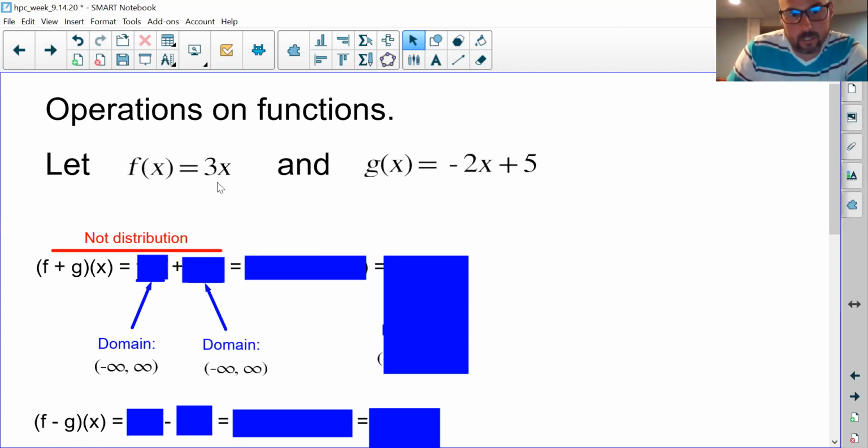Here, it's not too big of a deal because 3x is a line which has the domain of all real. And same thing with g of x. G of x is another line, and the domain is all real. So there's no real issue here, but there will be an issue later on.